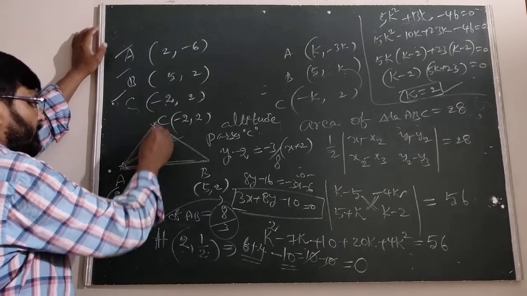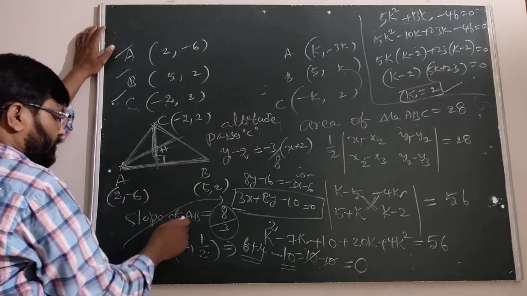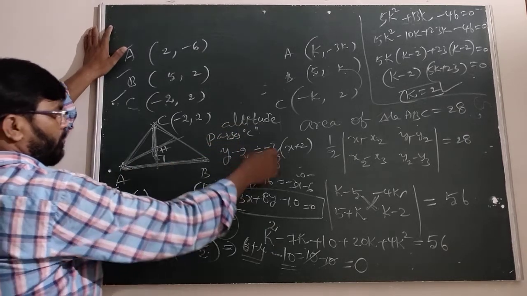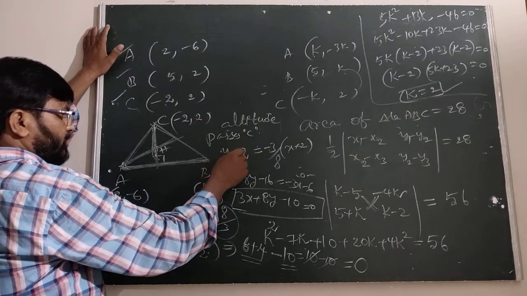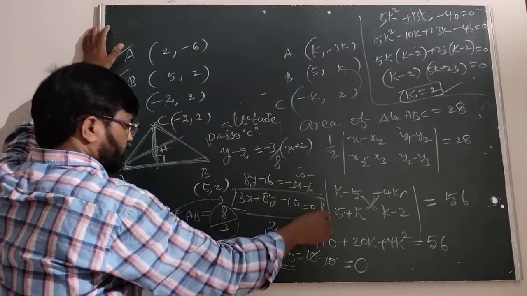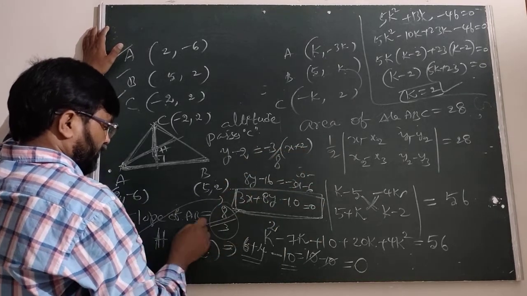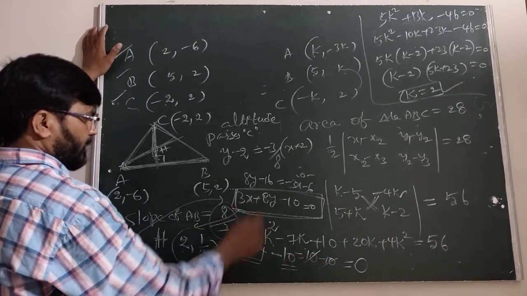First we have to find the altitude through C. That means we first find the slope of AB. Then the perpendicular slope is minus 3 by 2. The altitude passing through C is y minus y1 equals minus 1 by m into x minus x1. Then we got this one. So by option verification, H is substituted in this, then it will be 10 minus 10, we got 0.